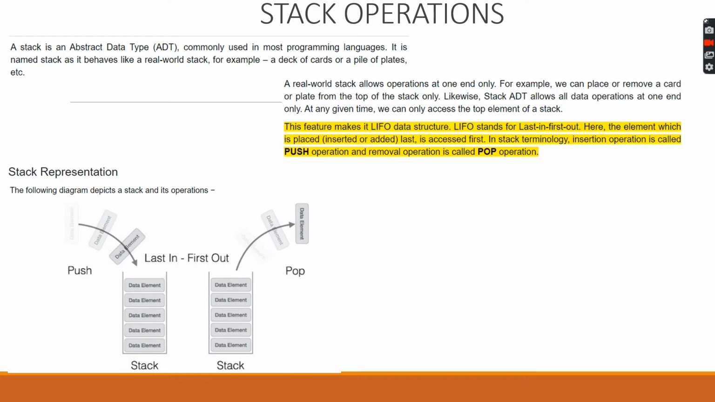So what is a stack? A stack is an abstract data type which is commonly used in most programming languages. A stack can be considered to be a real world stack, for example a deck of cards or a pile of plates. Just like a deck of cards, it allows an operation at one end only. That is, when we place or remove a card or plate from the top of the stack only, we allow all the data operations at one end at the same time.